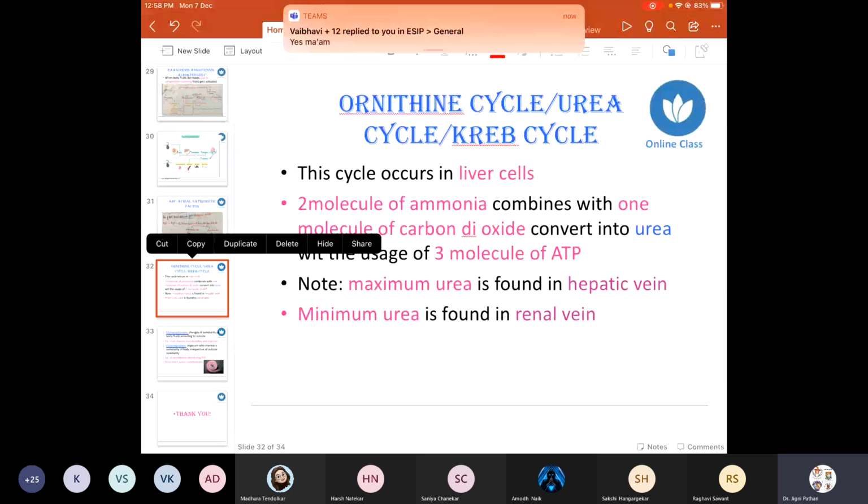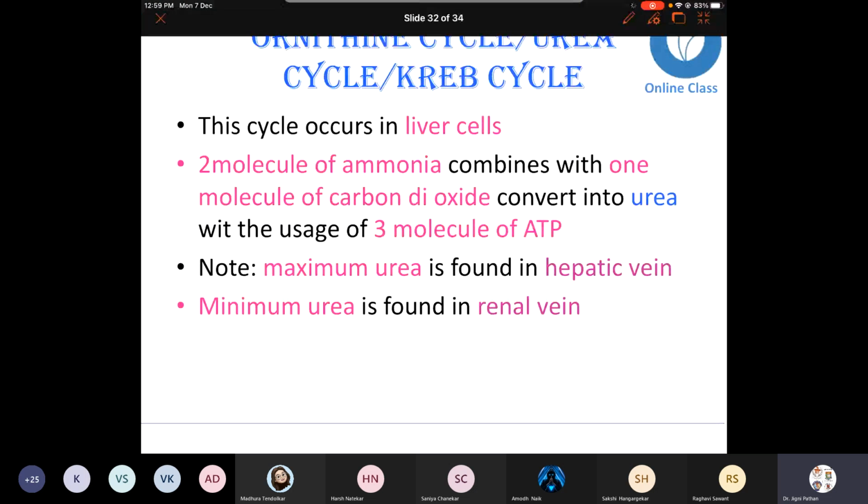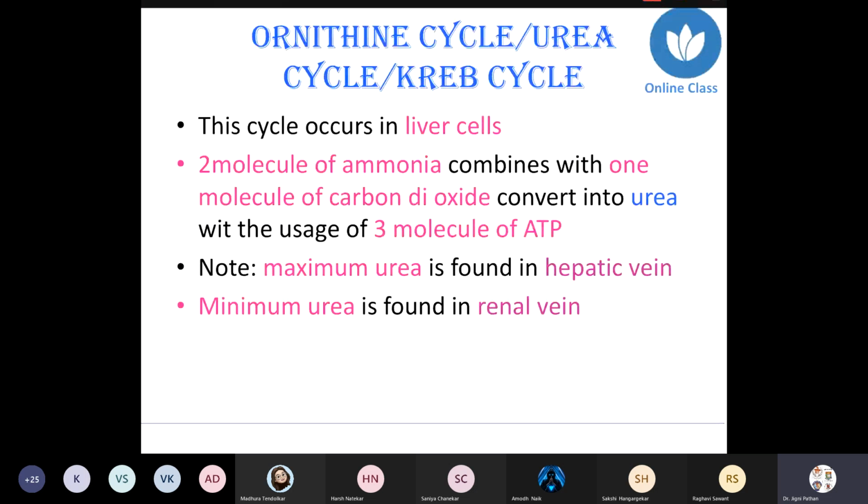Vaibhavi, now next write down ornithine cycle, or Krebs cycle, or urea cycle. Please write down ornithine cycle, Krebs cycle or urea cycle.